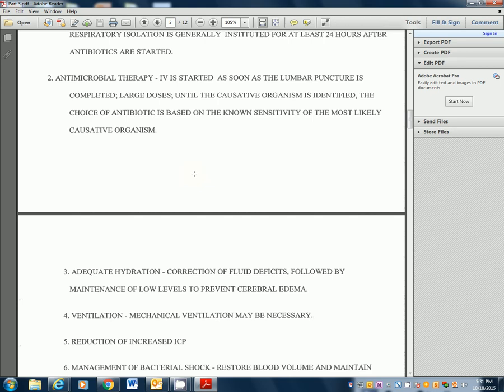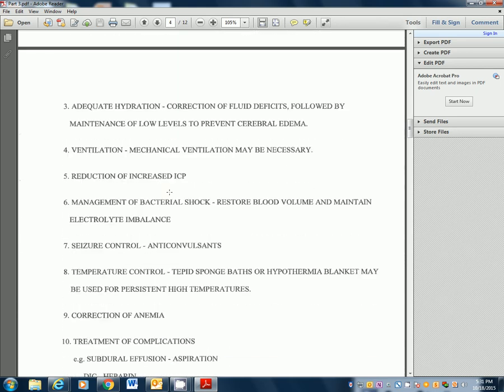Adequate hydration is important. Correct them with fluid deficits. Ventilation may be necessary if it gets too bad. Reduction of increasing cranial pressure, and management of shock and signs of shock if they start having that. Also, seizure control is important.